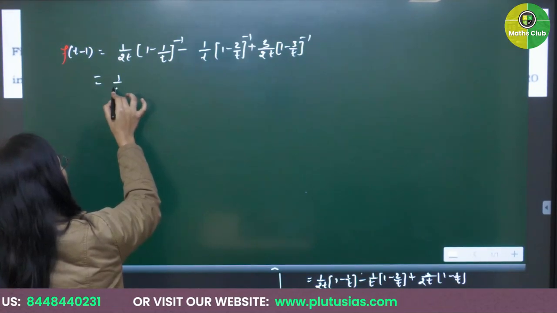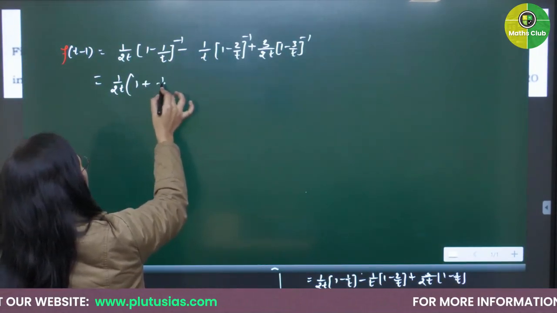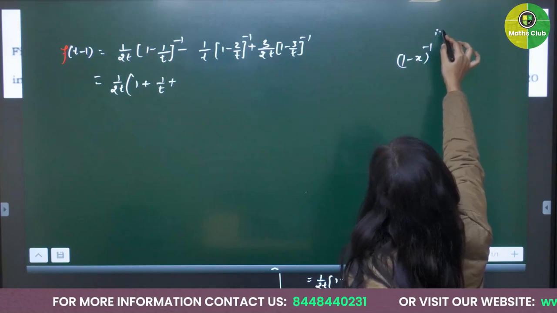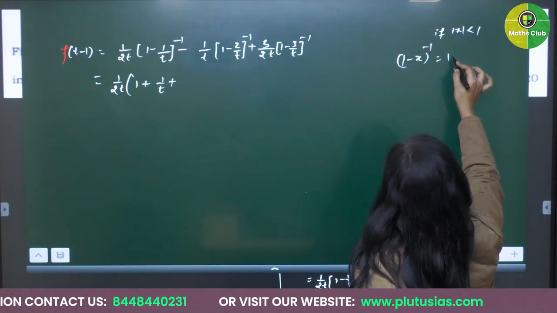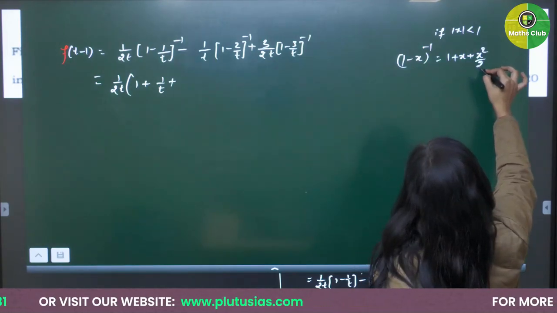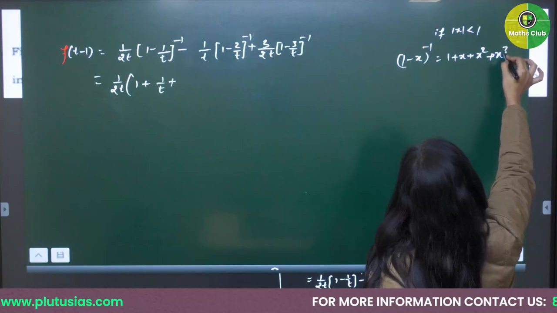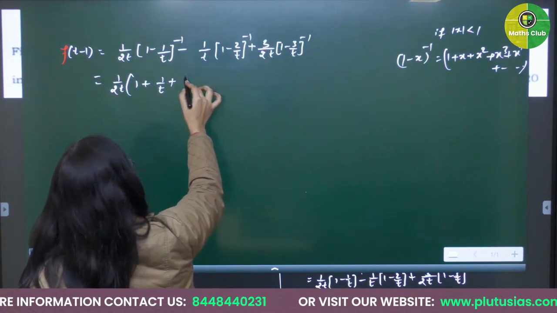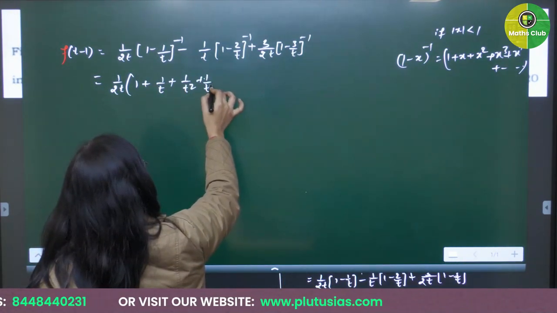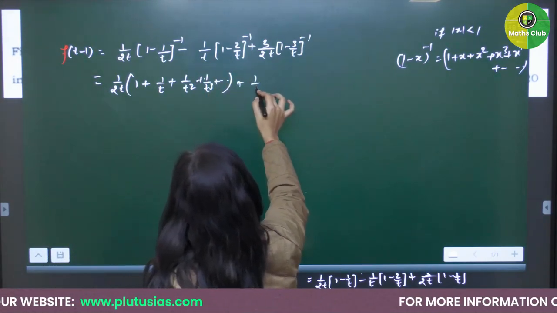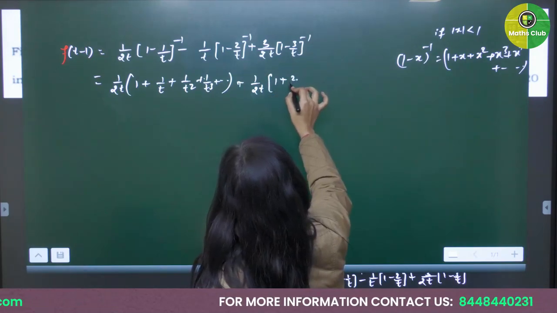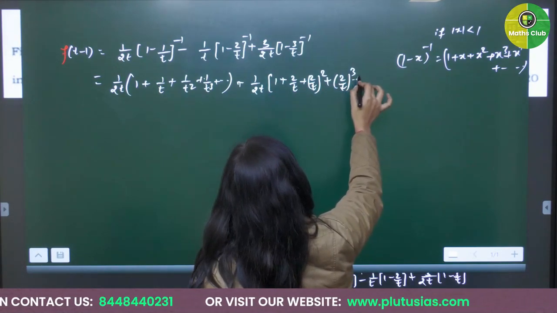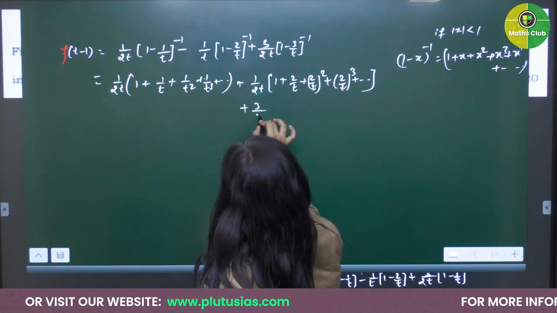And this would be 1 by 2 t, and do expansion. 1 plus 1 by t, because this is 1 minus x; what is the expansion? If mod of x is less than 1, then it is 1 plus x plus x square plus x cube, no factorial, x4, and so on. Okay. 1 plus 1 by t plus 1 by t square plus 1 by t cube, and so on. Again, you will be getting 1 by 2 t, 1 plus 2 by t plus 2 by t square, 2 by t cube. Okay. And the last one is 3 by 2 t.